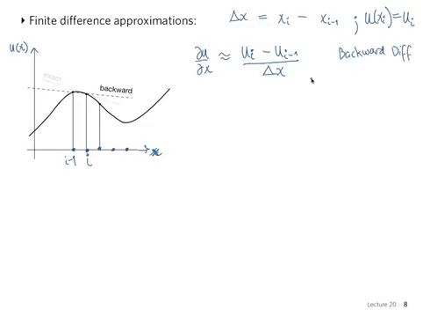Now, if we want to make the forward difference, then we would approximate the u dx by ui plus 1 minus ui over delta x.